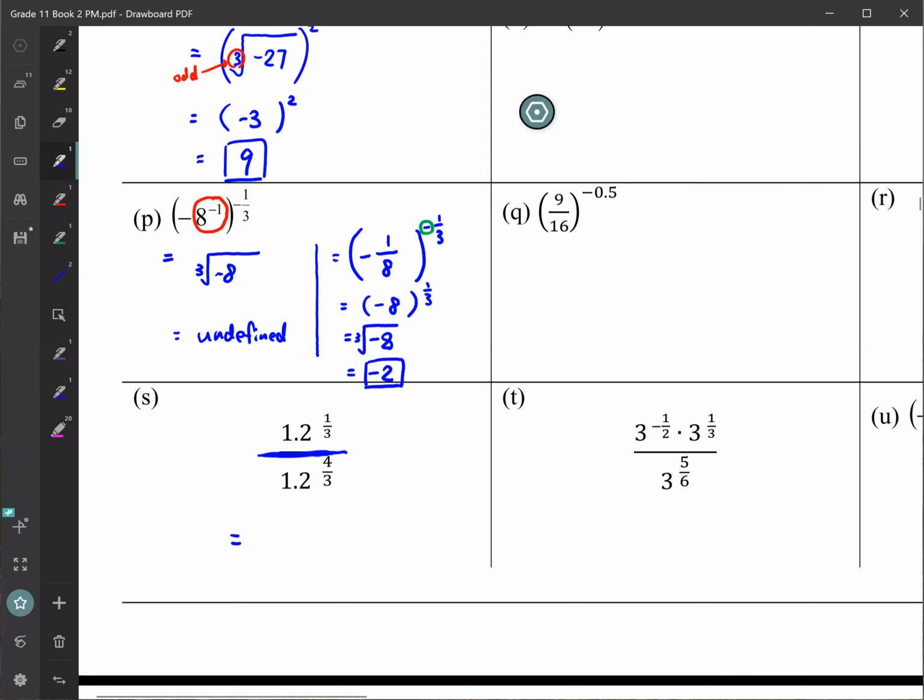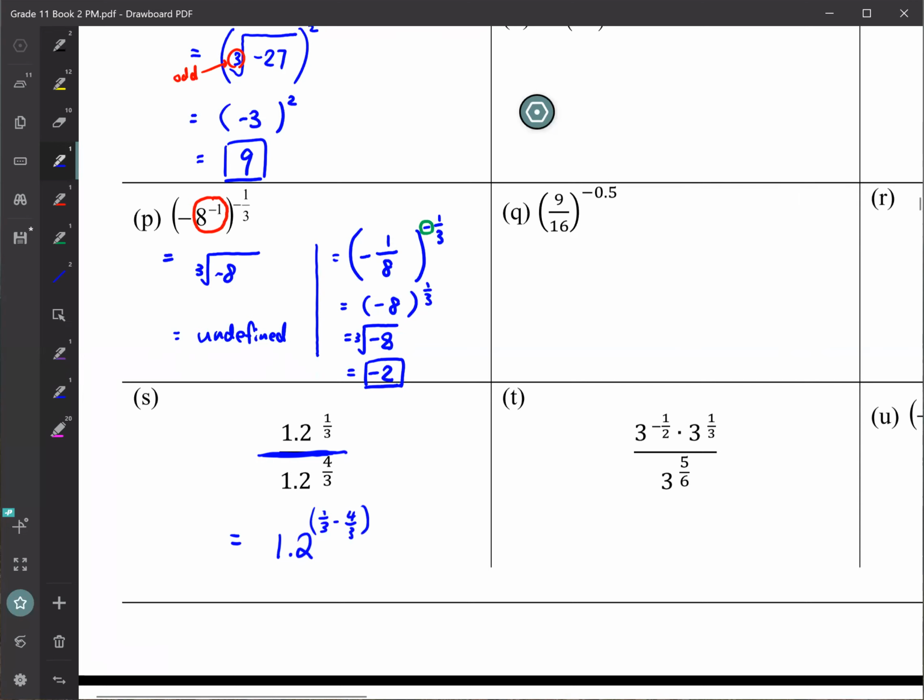You can maybe simplify the fractions. I mean the exponents. Exponent, how do we do that? Maybe like 1/3 minus 4/3. Okay, so you subtract the exponent. Okay, so 1.2 to the 1/3 minus 4/3. Like that? Yeah. Okay, very good.